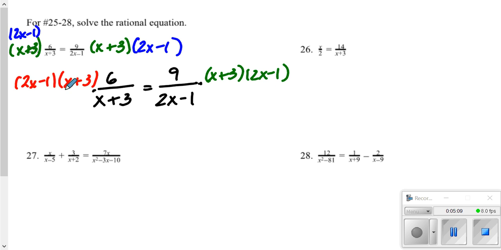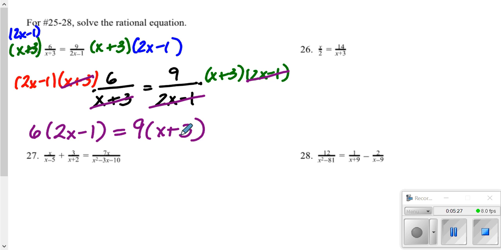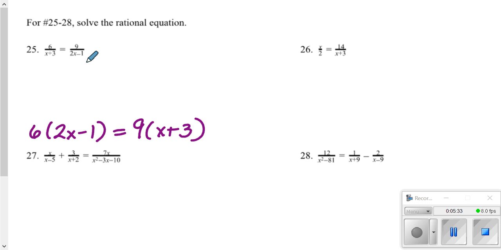Okay, so on the left side, you can see the x plus 3 is going to cancel. And on the right side, you can see the 2x minus 1 is going to cancel. So I am left with 6 times 2x minus 1. And on the other side, I am left with 9 times x plus 3. And that's just awesome. Now, I'm going to erase all of that, and I'm going to show you that this is the same result you get with cross multiplying.